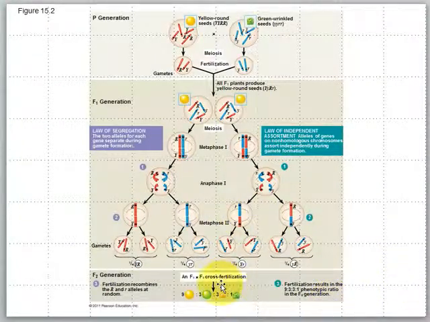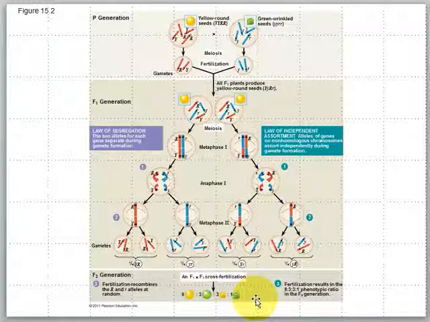So here's our big overview. Basically we're saying we get what we see at the end here with these grandchildren, the F2 generation, for these two reasons. Number one, because the alleles will be segregated randomly into the various gametes. And number two, because the two traits we're looking at are not linked. They are sorted independently of one another.